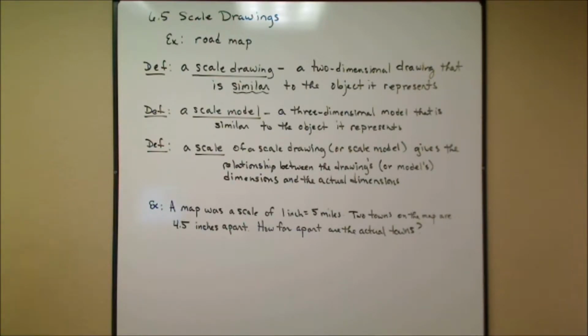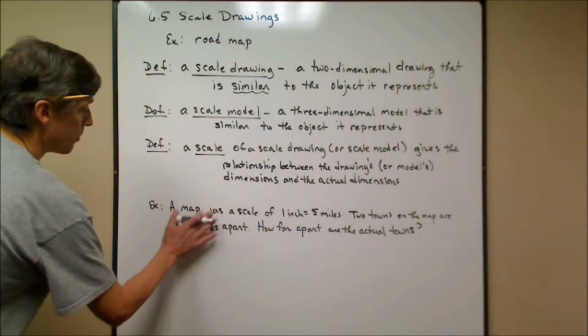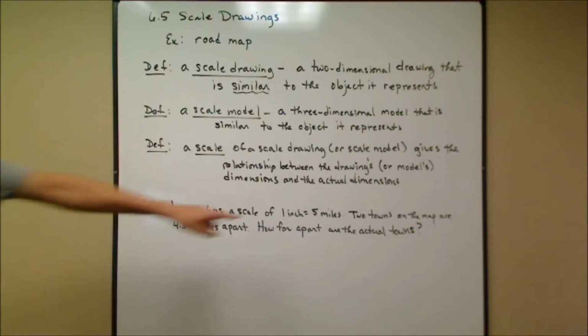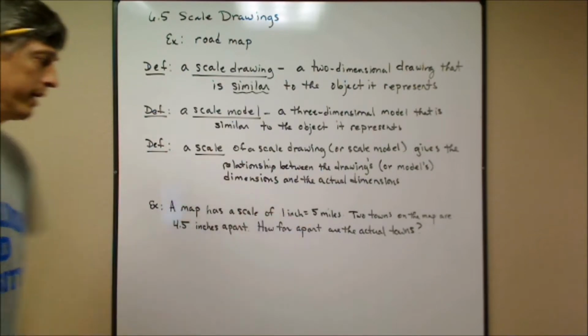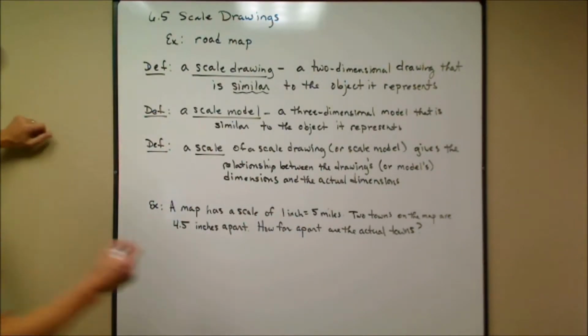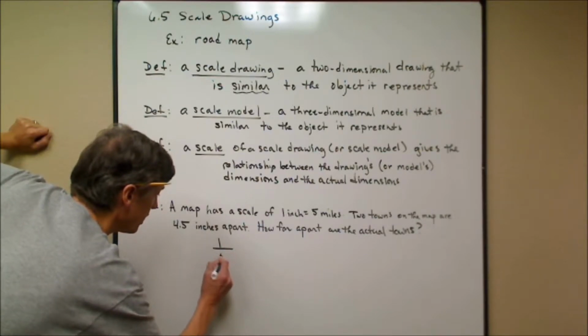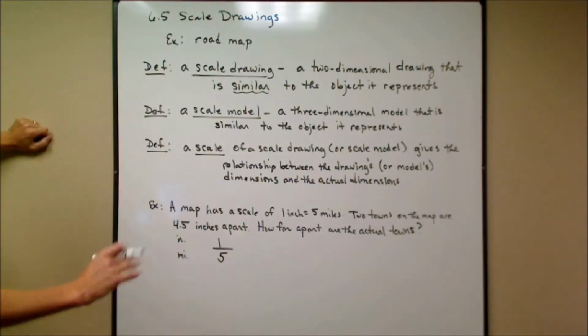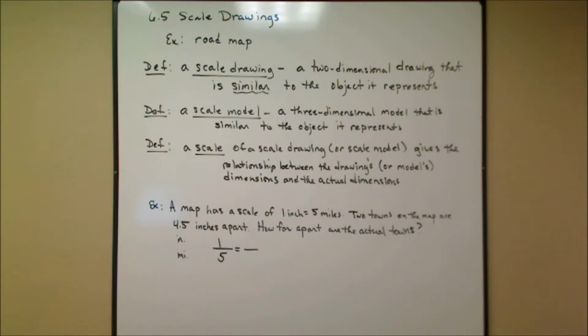A map has a scale of 1 inch equals 5 miles. 2 towns on the map are 4.5 inches apart. How far apart are the actual towns? Well, this is where we use the scale right here. 1 inch represents 5 miles. So I'm going to set a ratio of 1 inch to 5 miles. Notice I have the inches on top and the miles on the bottom. I'm going to be consistent with that because I want to set up a proportion so that I can find the missing measurement. In this case, the missing measurement is the actual distance between the towns.